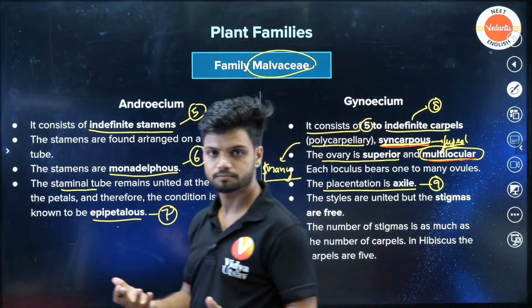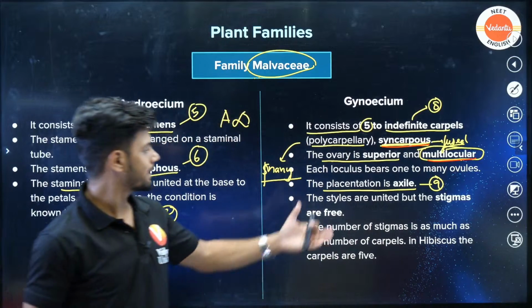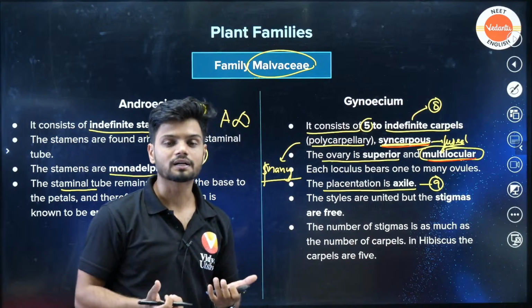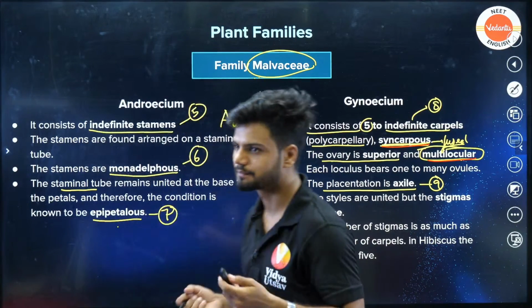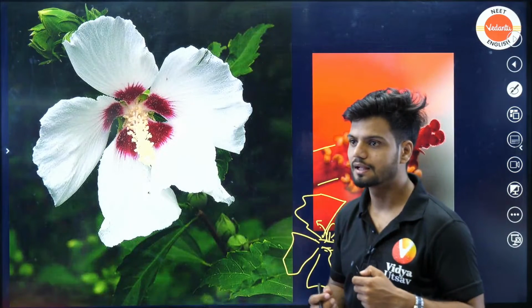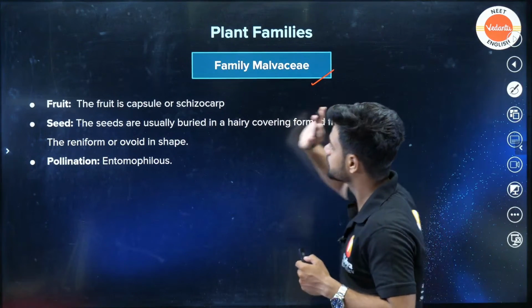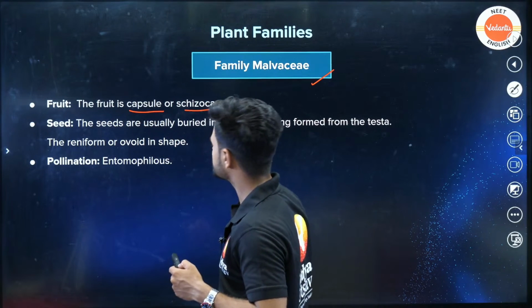Now, easy to remember. You don't have to learn this by heart. Just remember the fruit or the seed, and you can remember the gynoecium very well. Now students, the next one is going to be your fruit. The fruit here is called a capsule or schizocarp.